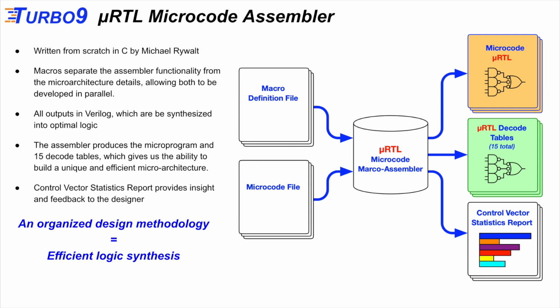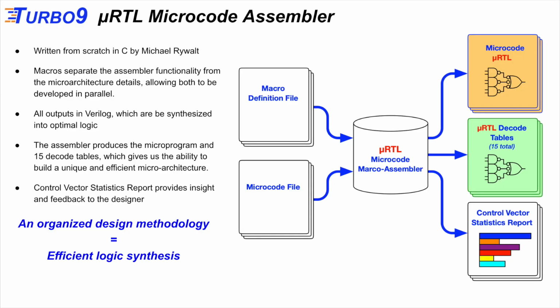So again, this is a macro assembler. You're going to take your microcode file and your macro file. That's going to produce, like I said, the Verilog RTL for the microcode, the Verilog RTL for the decode tables, and then this is a nice piece. It generates statistics.